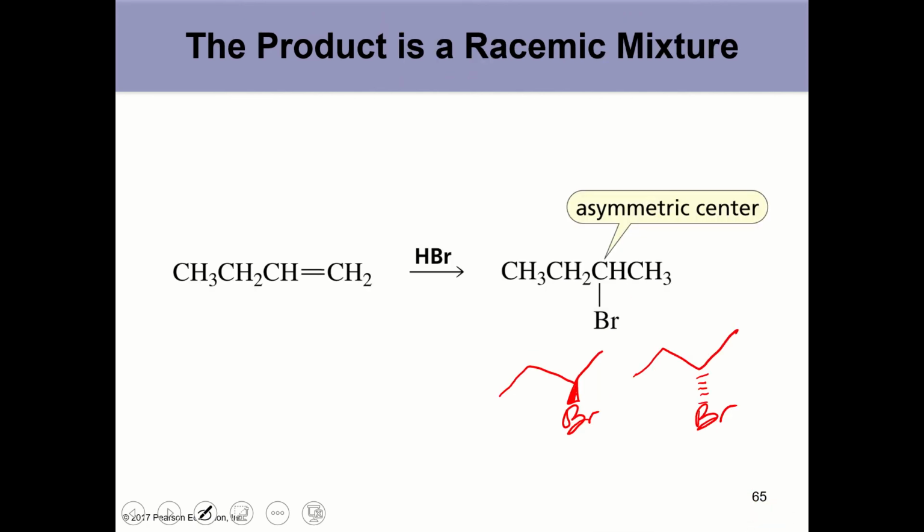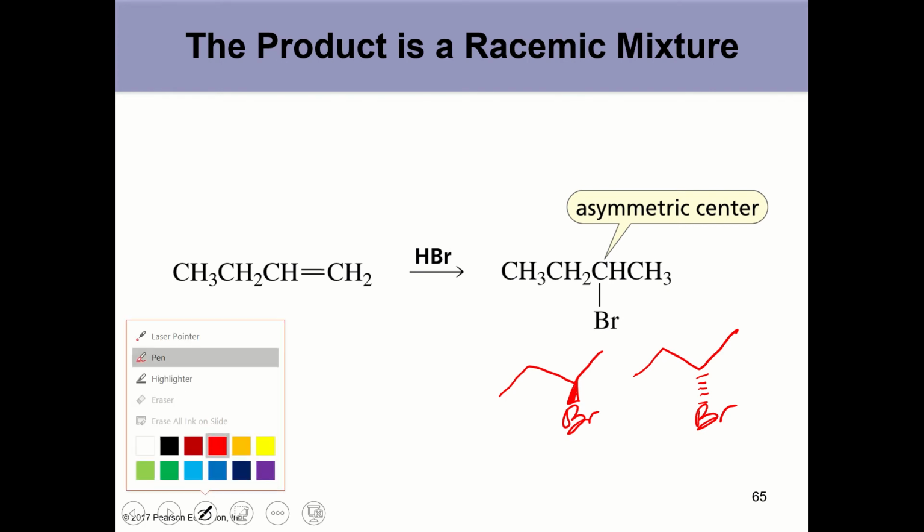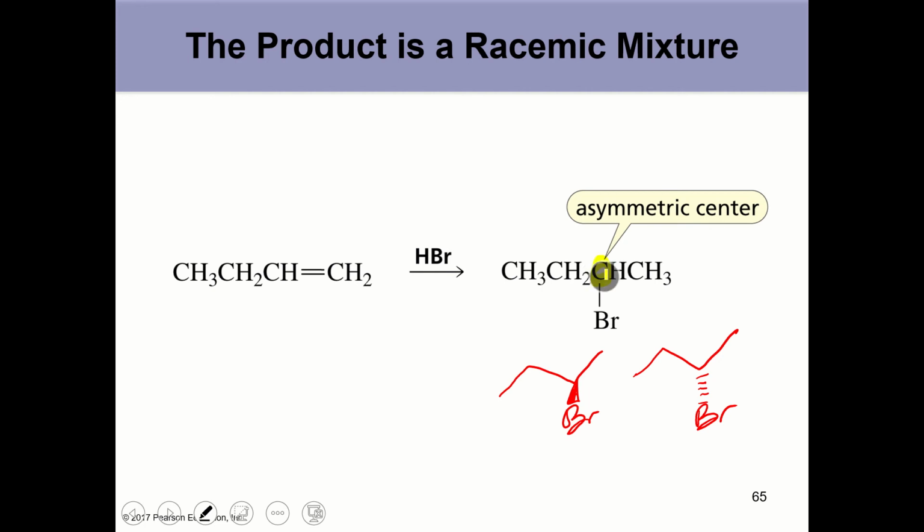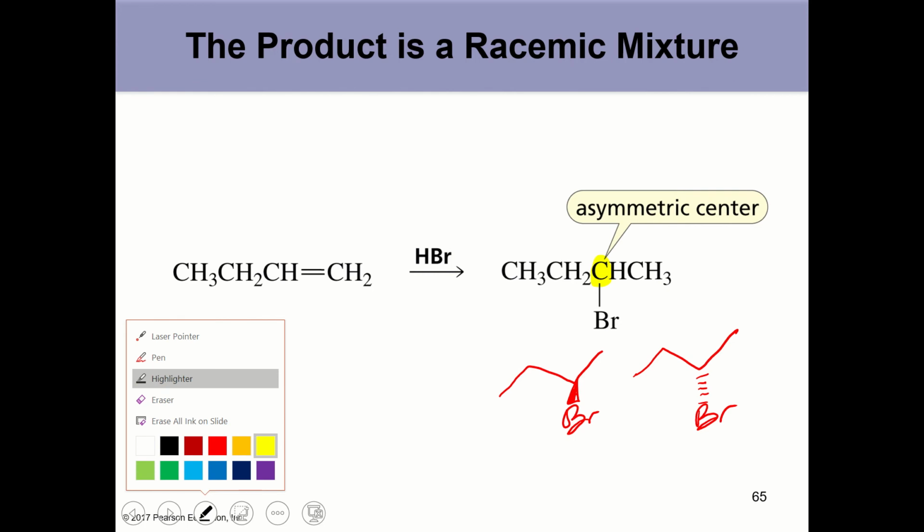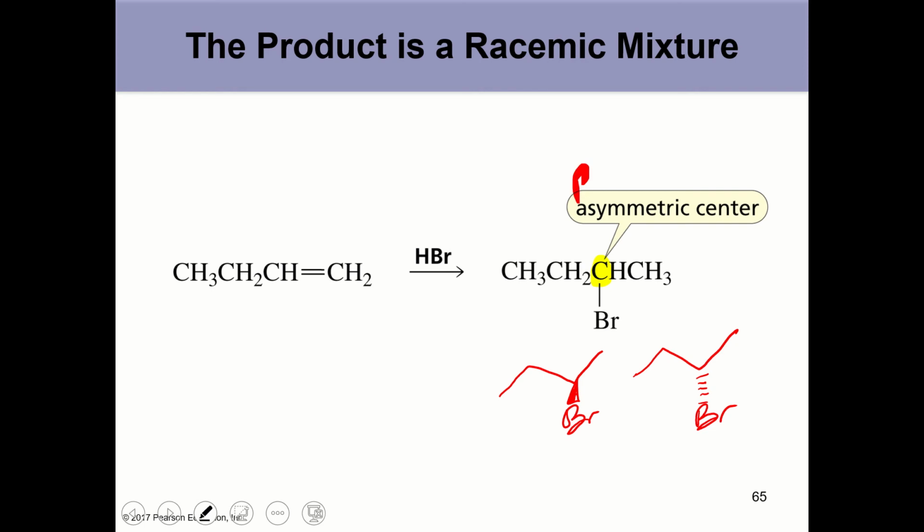All right, so how do we know when we are going to form more than one product from one reactant? The key is that when we form the product, if the product we form has an asymmetric center, then that will generate what we call a racemic mixture, or a pair of enantiomers. So if we have an asymmetric center in the product, the product will be a pair of enantiomers.